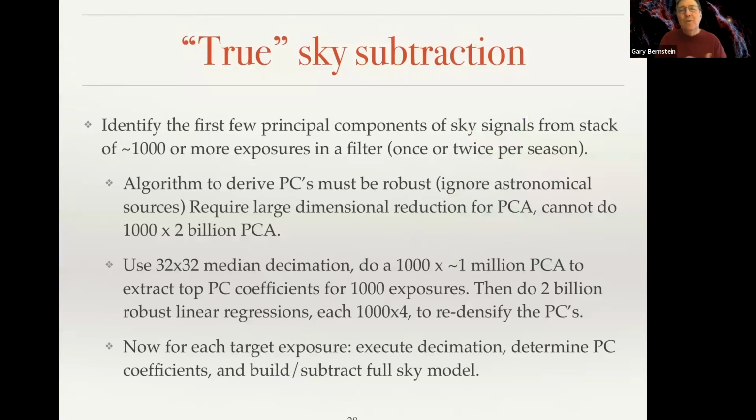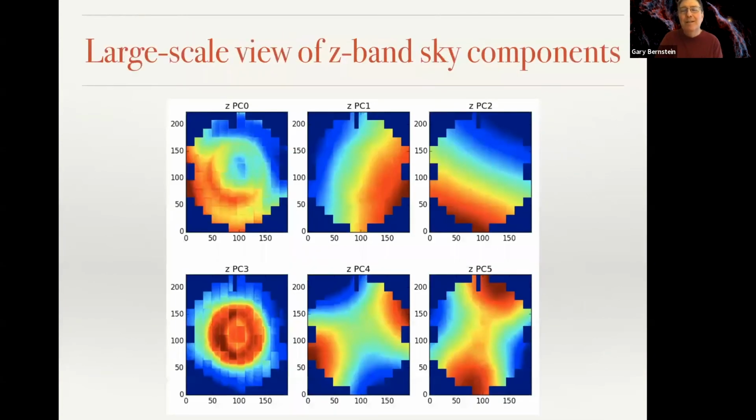You can't do a PCA on 1,000 images of 2 billion pixels each, at least not that I know of. So we have some tricks to decimate the billion or so pixels into a much smaller number that you can do a PCA on, and then reconstruct these principal components at full resolution. And here's just large scale views of what the first 6 principal components of sky look like.